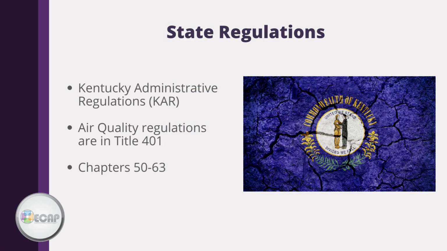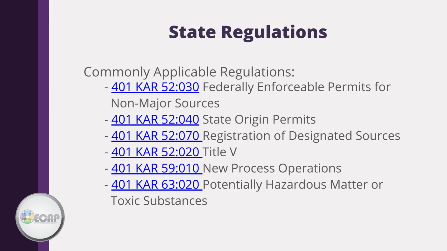All of Kentucky's air quality regulations are housed in Title 401 of the Kentucky Administrative Regulations, KAR, Chapters 50 through 63. These potentially applicable regulations may have specific permitting implications and requirements. The first 4 regulations listed in this slide all outline the requirements and procedures involved with different types of air permits and applications. 401 KAR Chapter 59, Section 10 covers regulations for new sources, and 401 KAR Chapter 63, Section 20 deals with sources that may emit potentially hazardous materials.